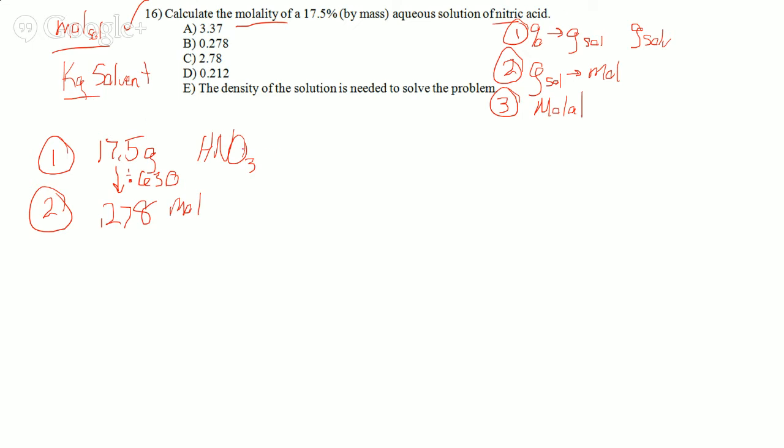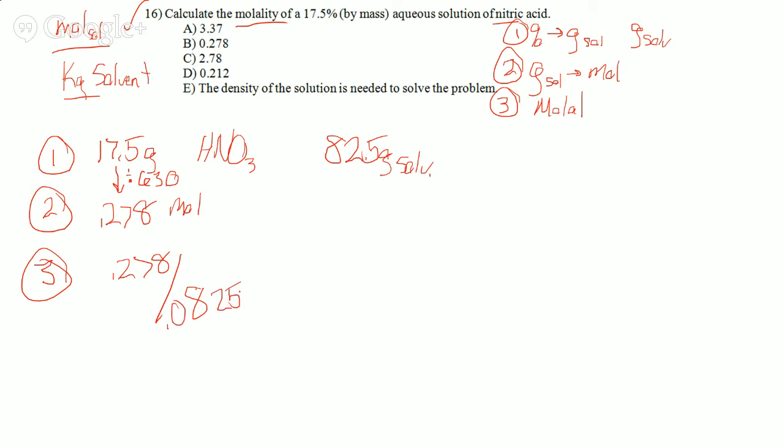All right, I still need kilograms of solvent. So how would I do that? Well, if I had 100 grams total and 17.5 of it was HNO3, I just do the difference, 82.5 grams of solvent. So now I can just plug it in. Now I got 0.278 moles divided by 0.0825 kilograms. Remember, I have to convert grams to kilograms. And I get the answer of 3.37 molal, which would be choice A.